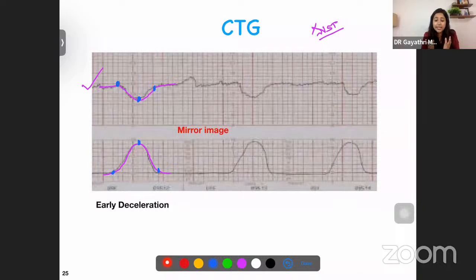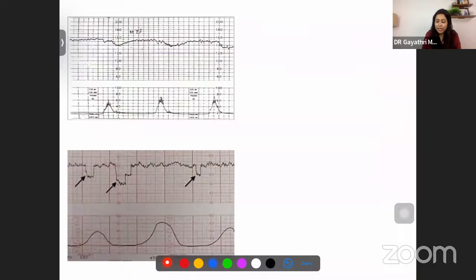And where is this early deceleration typically seen? They are associated with head compression. Yes. Now again, there are two more decelerations that are shown here.